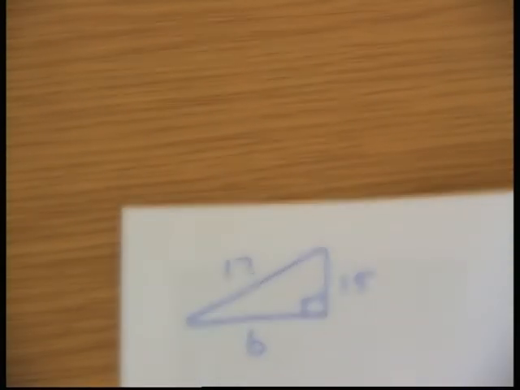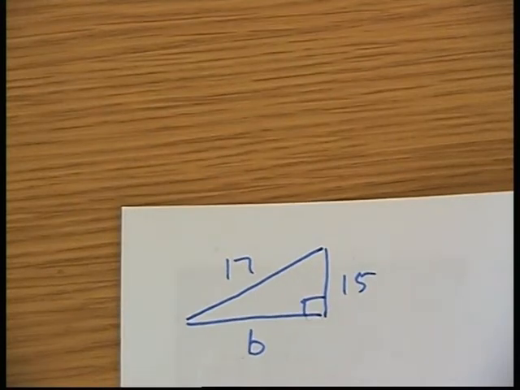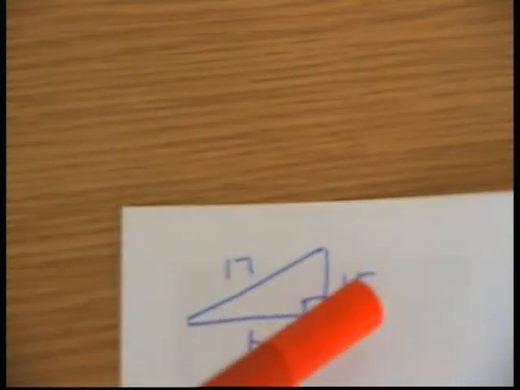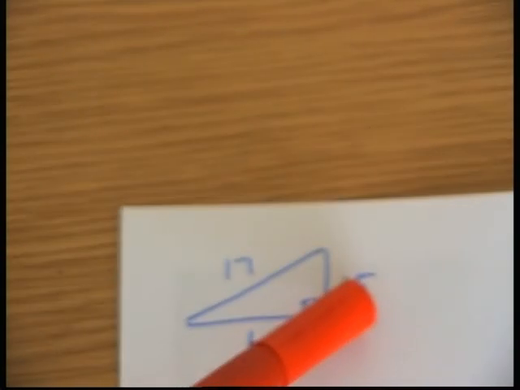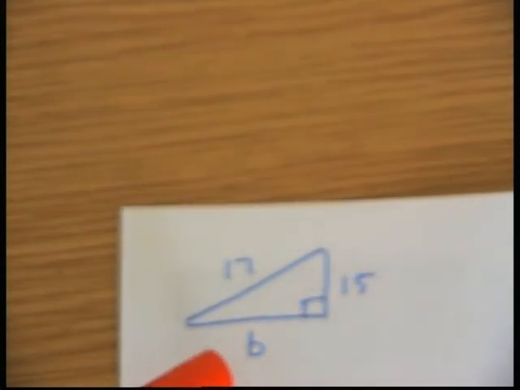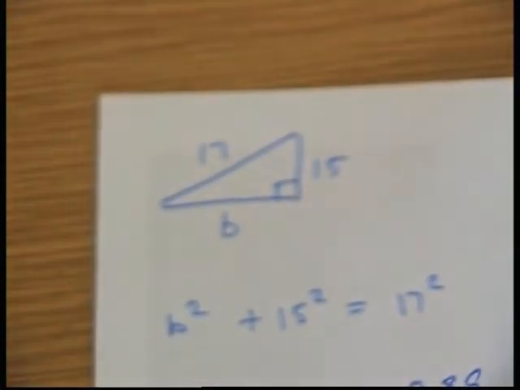Okay, let's try a slightly different question now. Imagine they give us this triangle, and they tell us the longest side is 17 and one of the shorter sides is 15. Find the other short side. So that squared plus that squared should equal that squared. So b squared plus 15 squared should equal 17 squared.